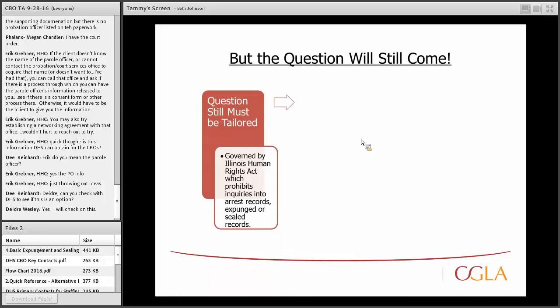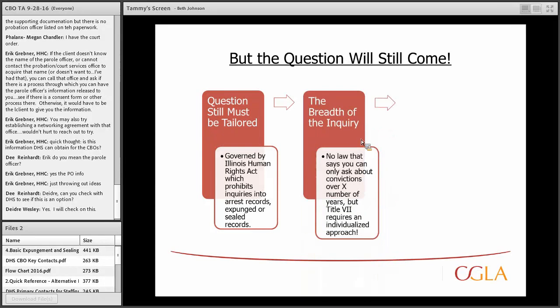The question has to be tailored, right? They can't ask about arrests that didn't lead to a finding of guilt. They can't ask about expunged or sealed records. That's under the Illinois Human Rights Act. No law says that you can only ask about convictions under 7 years old, right? A lot of times people think that they can only ask about my convictions in the last 7 years. That's not true. There's no legal cutoff in terms of how far they can go back.